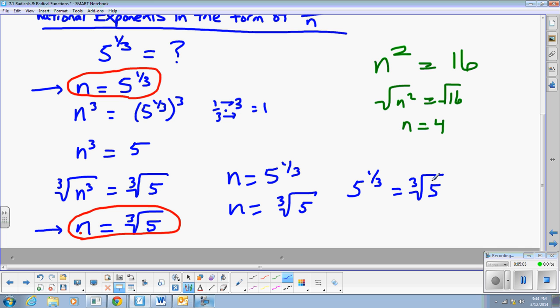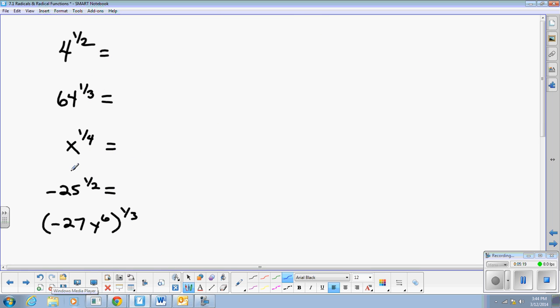So essentially what the fraction exponent is telling you when you've got a 1 on top, the denominator is telling you what root to find. So if I have 5 to the 1/3, that means find the cubed root of 5. That's what all of that means. So let's take a look at some other examples together. It might be a good idea for you to write some of these down as you go.